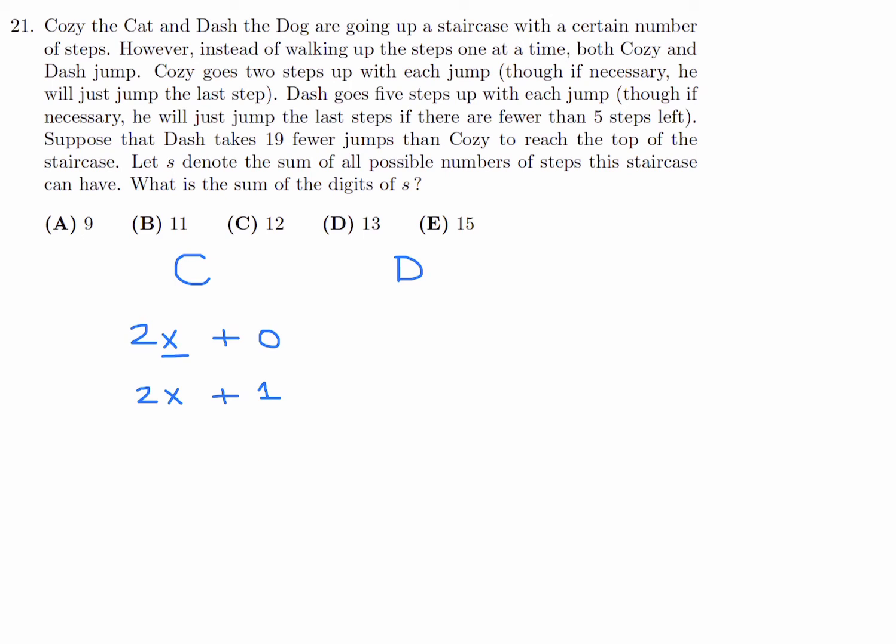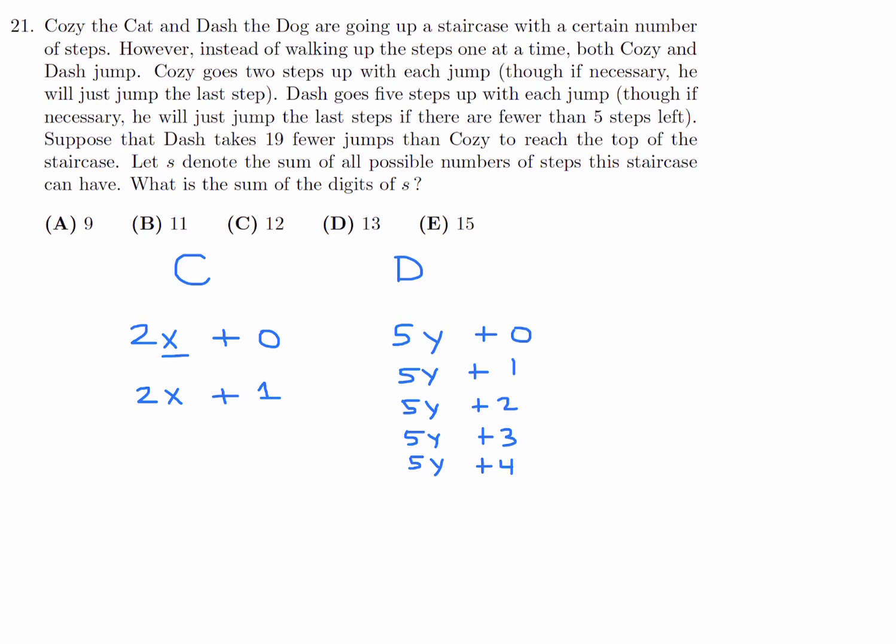For the dog, it's 5y. y is the number of jumps, and 5 is the number of steps the dog jumps. But for 5y, there's several scenarios. There's 5y plus 0, 5y plus 1, 5y plus 2, plus 3, and plus 4, because you can have 1, 2, 3, or 4 additional steps, and that will require 1 additional jump.